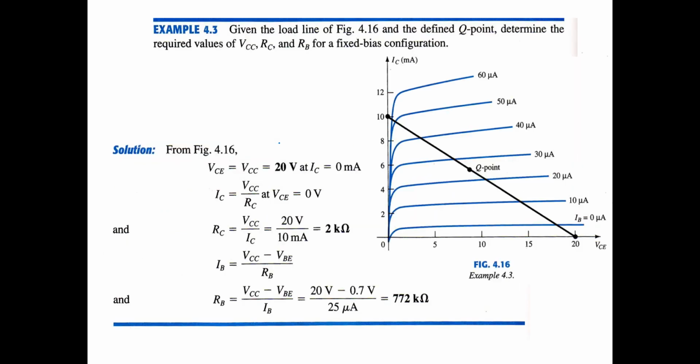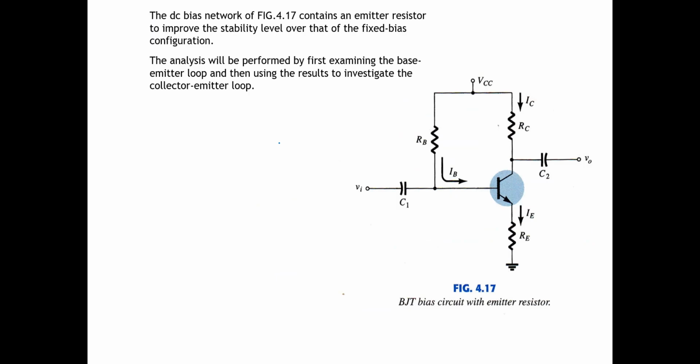Okay, so this is the first part of the DC biasing. After this, we will discuss the emitter biasing configuration.